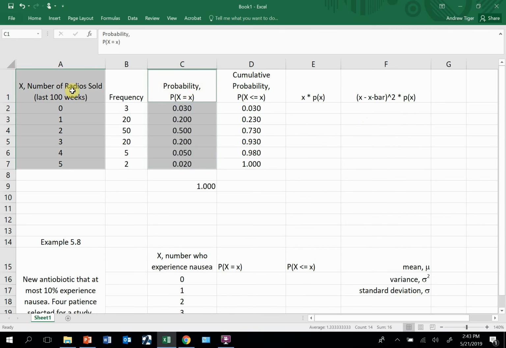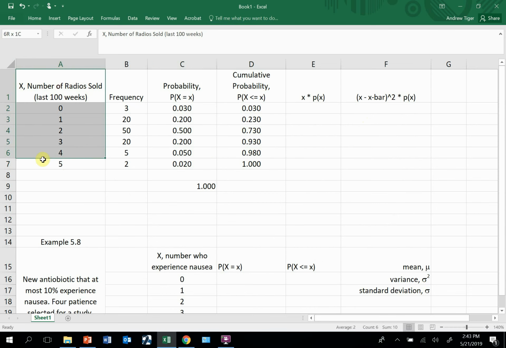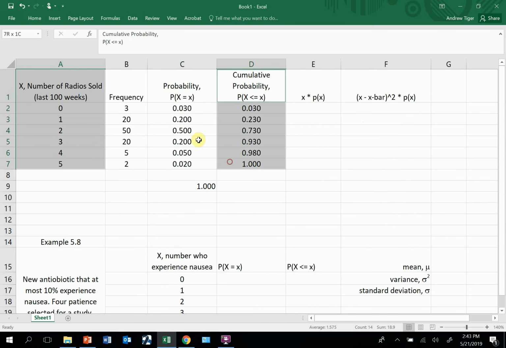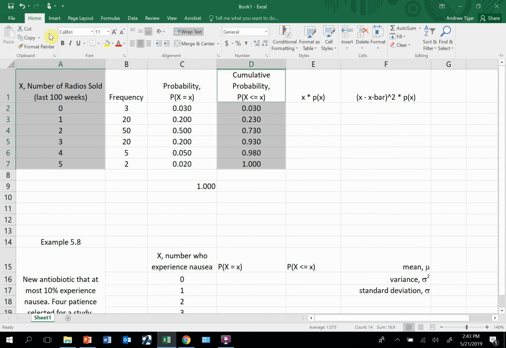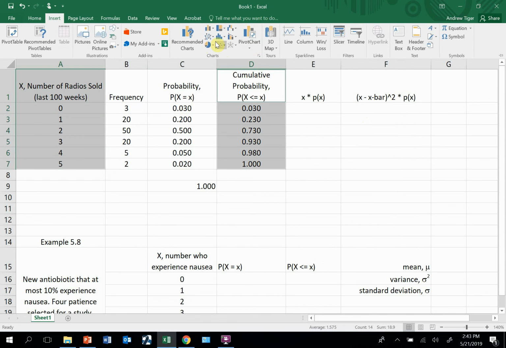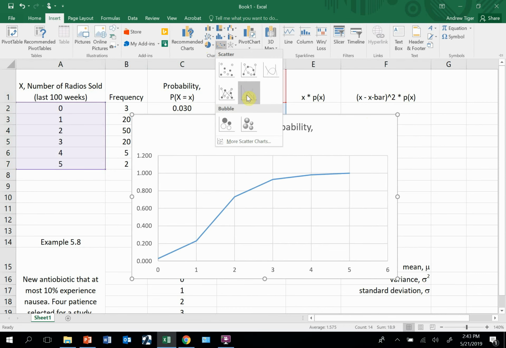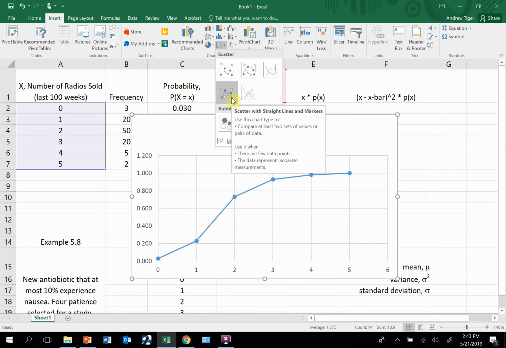You could certainly include the cumulative if you wanted. Don't really need to, but you could. And usually if you do that, I like to see it as a line chart. That's the cumulative probability.